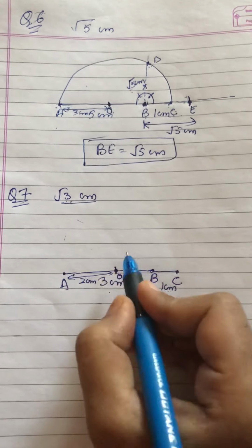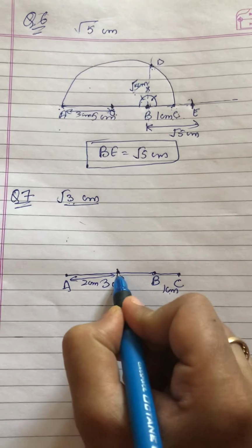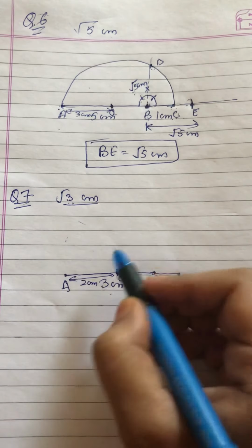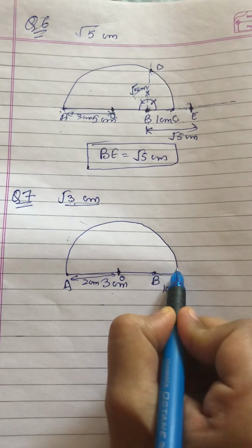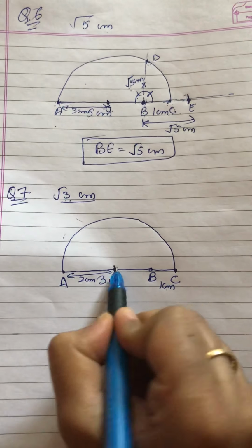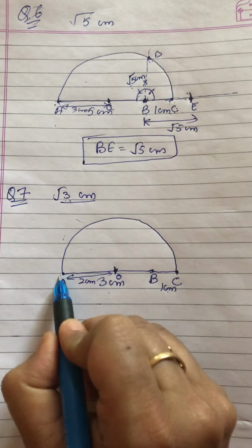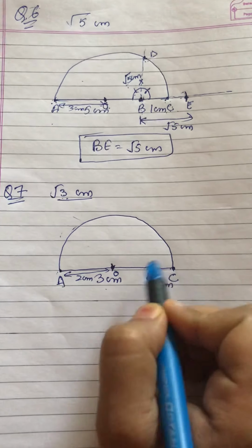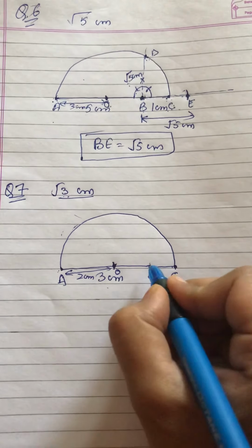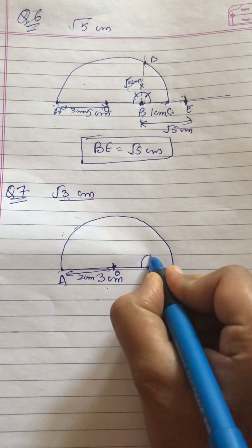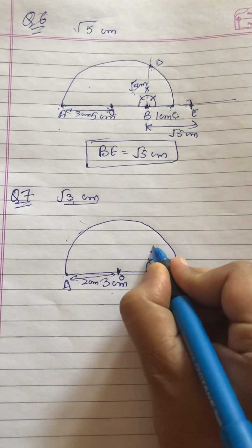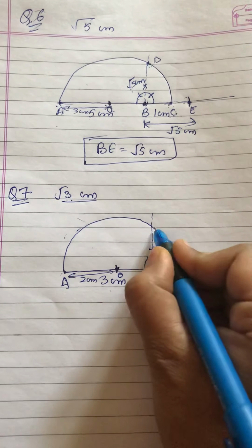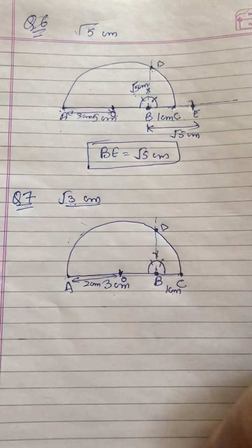From O, that means this is the center, and taking radius as OA, make a semicircle. So we'll make a semicircle. Taking center as O and radius as OA, make a semicircle. After making the semicircle, what is the next step? Make a perpendicular at point B. So we'll make a perpendicular at point B. This perpendicular you extend it. It meets the semicircle at point D.